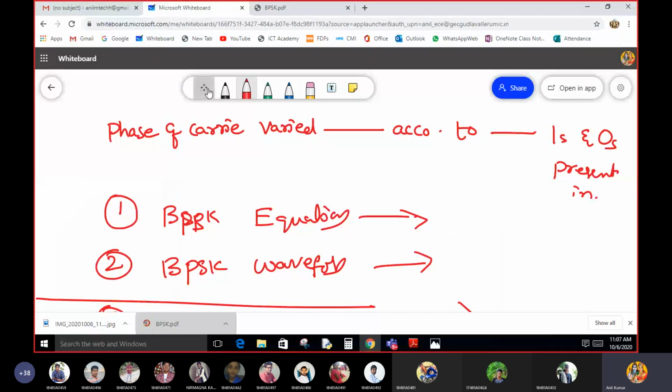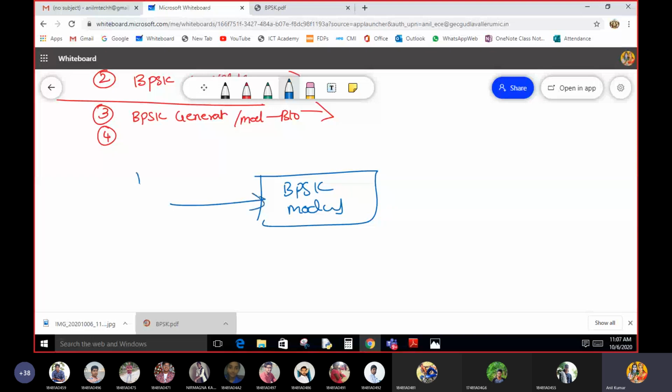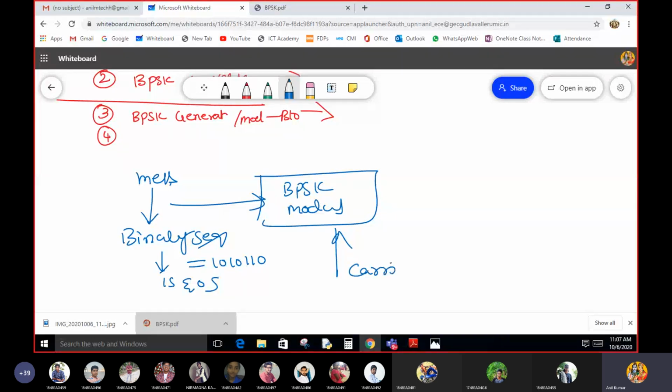So now look at this carrier signal. For example, let us consider this one as a BPSK modulator. The message signal is a binary sequence, which is digital in nature, consisting of ones and zeros. Your carrier signal is analog in nature, and the message signal is digital in nature.